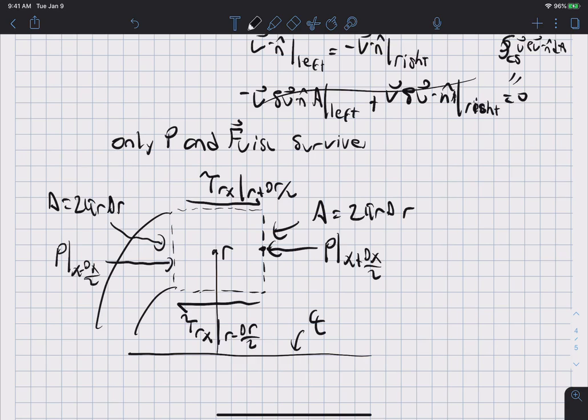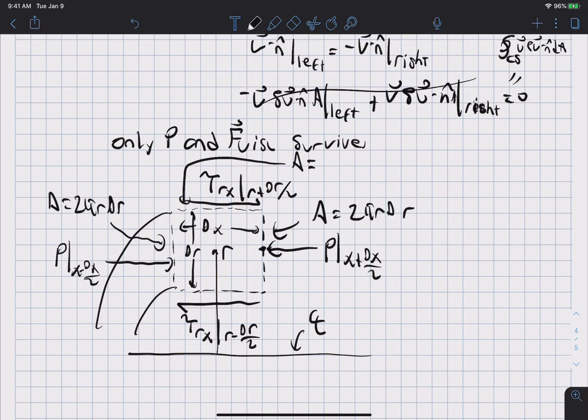Okay, and now on the top and bottom, we do need to be careful with the area. So the area here equals, and the width of this cube is delta x, and the height is delta r. I should have said that earlier. Sorry about that.